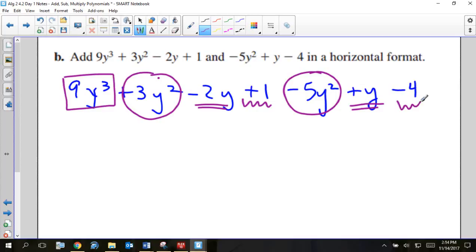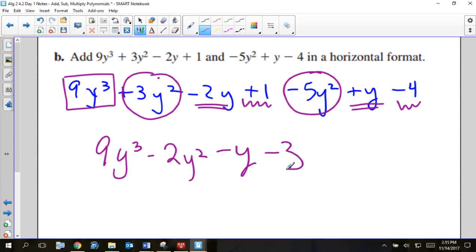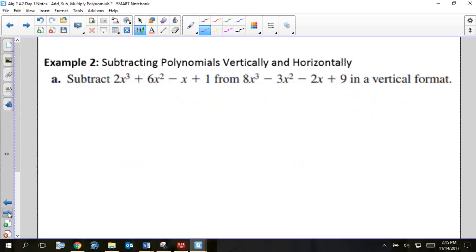I'll have 9y cubed by itself because it has no friends. I've got 3y squared minus 5y squared, so minus 2y squared. Minus 2y plus y, minus y. Plus 1 minus 4, minus 3. The special pictures are optional. I just feel like when we have a lot of terms, sometimes it helps me stay organized. And it's pretty. So that's the horizontal method.